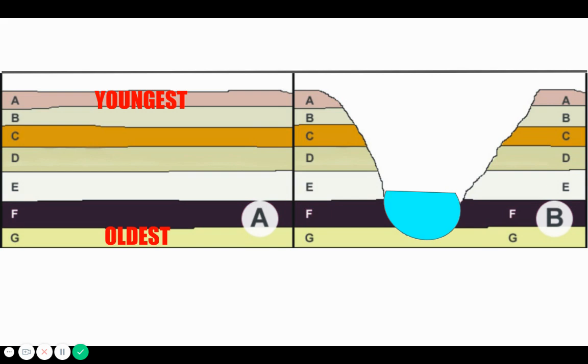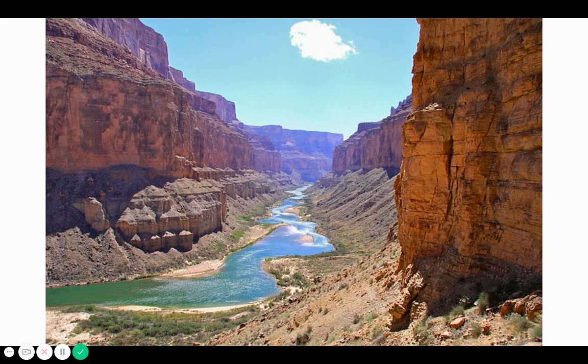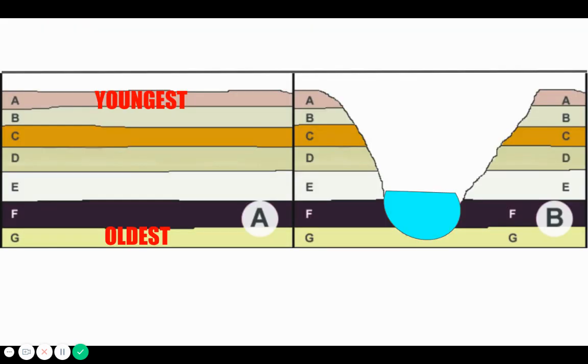So if you look on the right side of this image, you'll see that a river has cut down through all layers of rock that we see there, A all the way into G. That is actually similar to what has happened in the Grand Canyon. The Colorado River used to be much more powerful than it is today, and it actually cut down through all of that rock that we're looking at and made the Grand Canyon.